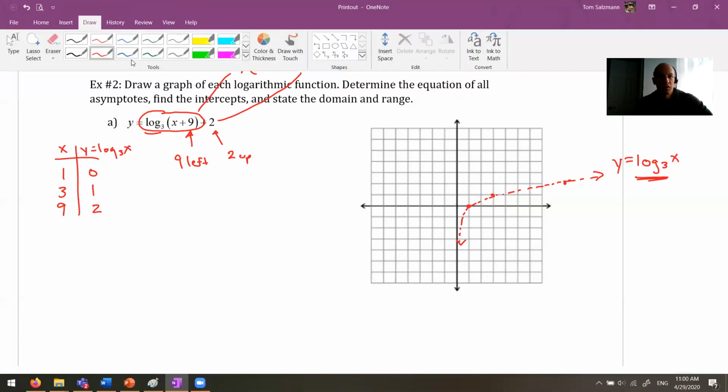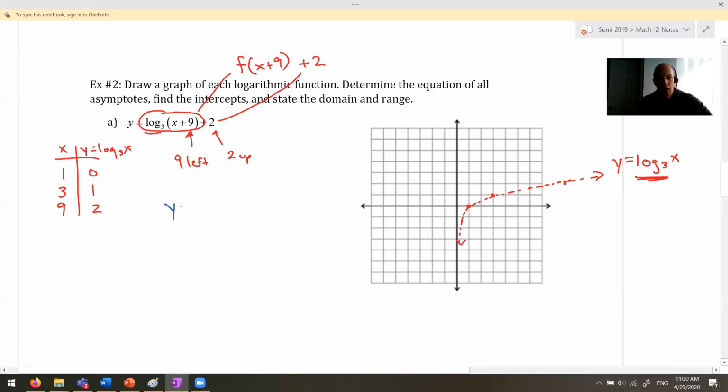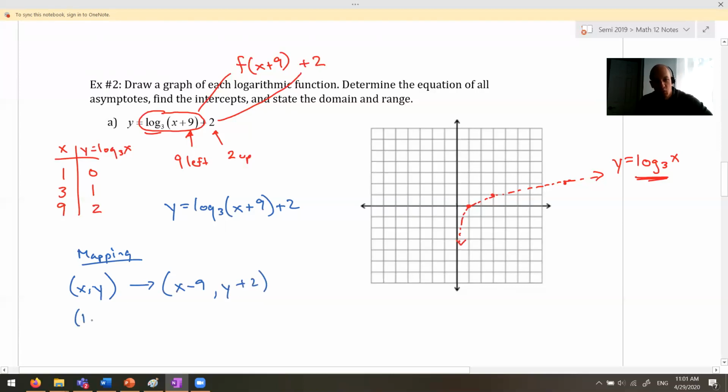Okay, so determine the equation of all asymptotes, find the intercepts, state the domain and range. Let's just draw the transformed function. So I'm going to draw y is equal to log base 3 of x plus 9 plus 2 in blue. That means everything goes over 9 spaces. If we want to do mapping notation, we could do that as well. The mapping notation would be x comma y going over to x minus 9, and we'd have y plus 2. So we could take some key points like 1, 0 and move it over to negative 8, 2. We could take some other points and do that if you like. That would be negative 6, and that would be 3, and so on.